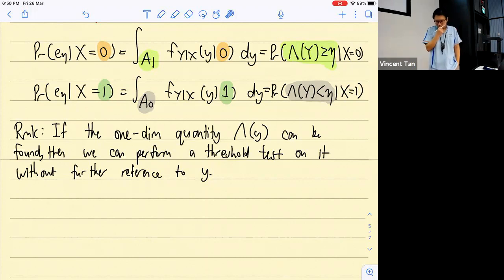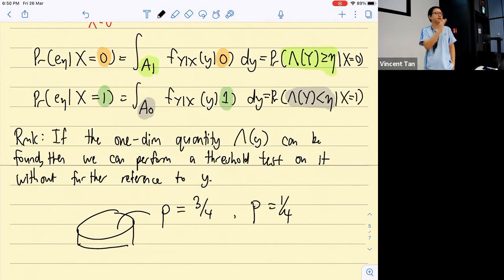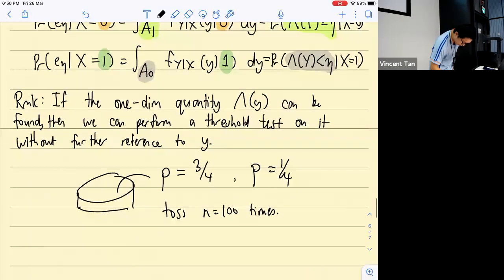For example, there are two hypotheses in the world. Let me digress. This is my coin, and we know that its bias is either 3/4 or 1/4. This was my exam question a few years ago. So we toss the coin n equals 100 times, and we observe y1 up to y100. So we observe 100 numbers, 0, 1, head, tail, whatever.